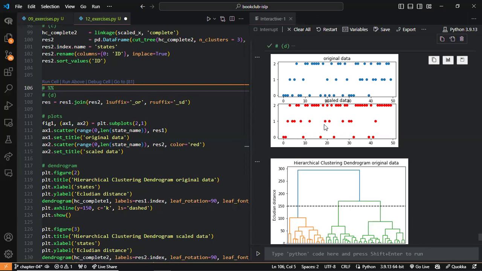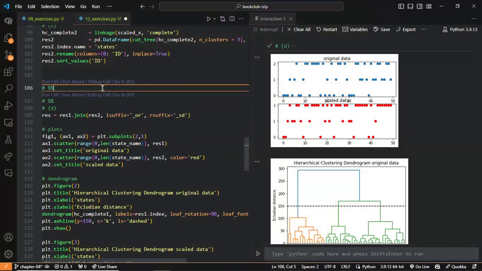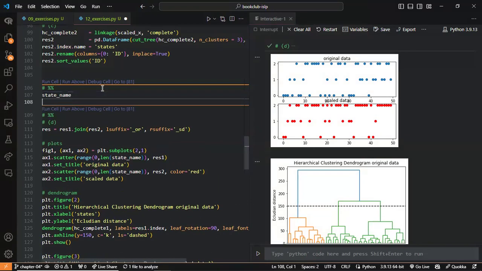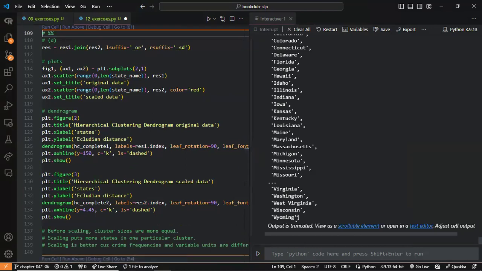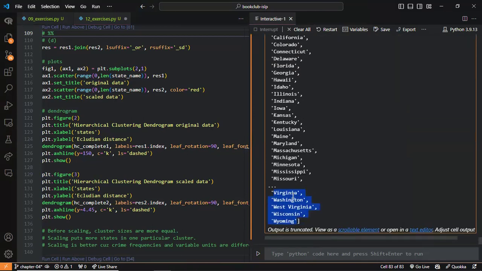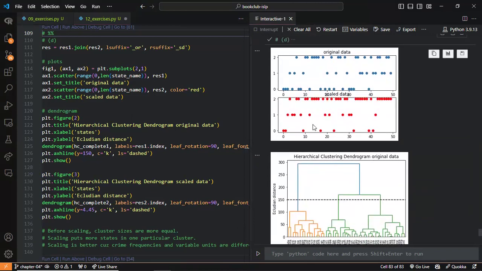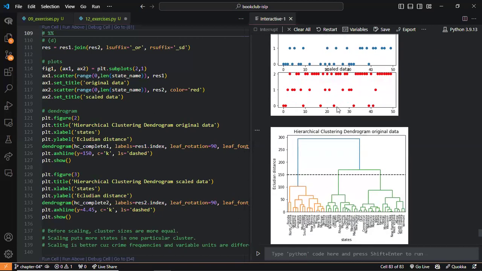And something more, for example, for cluster one in blue, we seem to have lost this particular state over here, right in this later part. If we take a look at the script, the later ones, for example, Virginia, Washington, such and such, they have been assigned to a different cluster. Something analogous also happens for the cluster with ID 0, both before and after scaling the data.